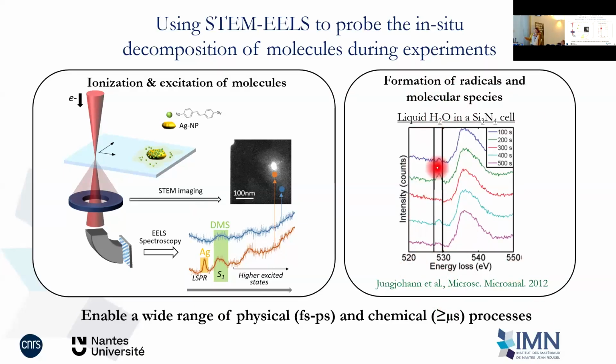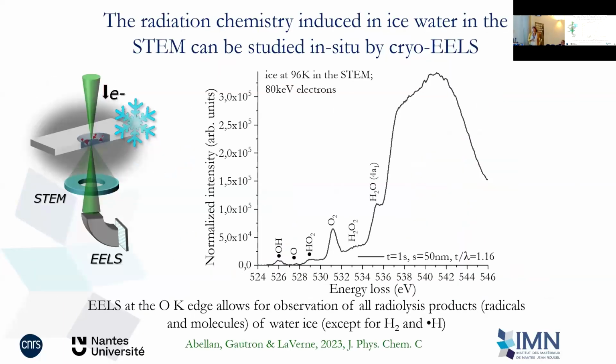In this same paper, they show this peak coming in and out, and if you are producing this species, you can go from the physical processes to the chemical processes. Average, because I don't have an ultra-fast microscope, but still you can look at this.